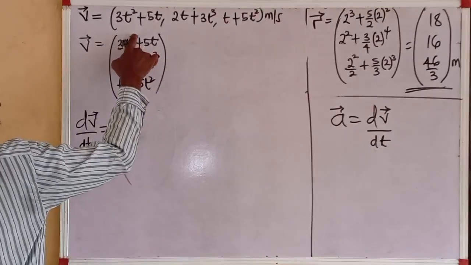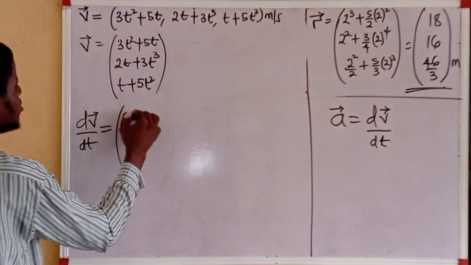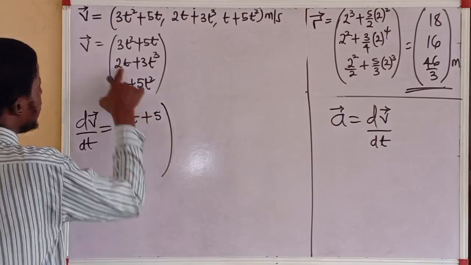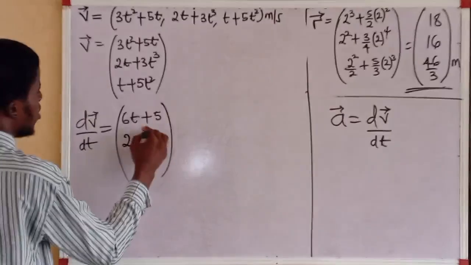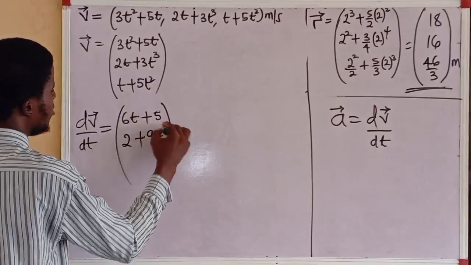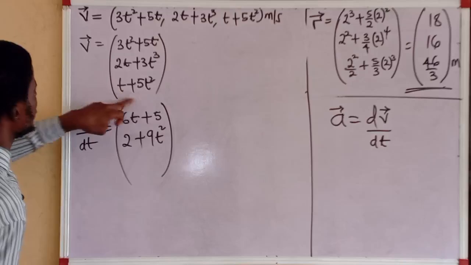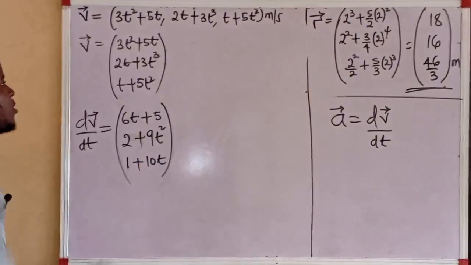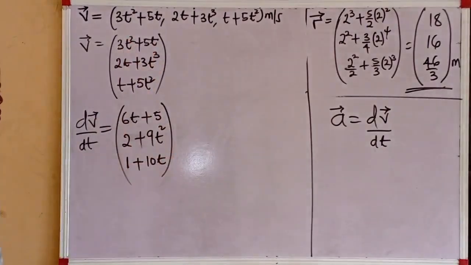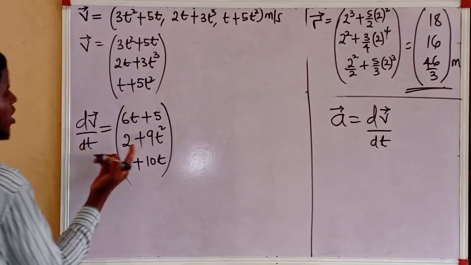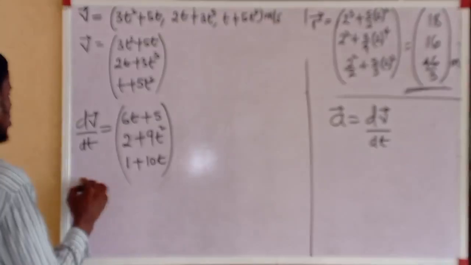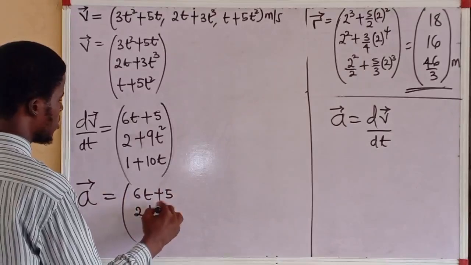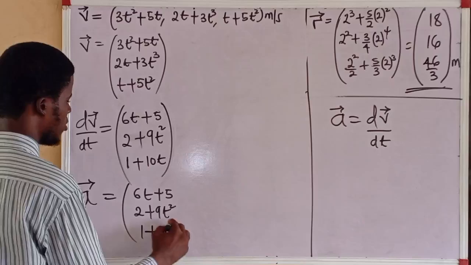Differentiating 3t squared with respect to t, we have 6t, and differentiating 5t with respect to t, we have 5. Differentiating this with respect to t, we have 2, and here we have 9t squared. Differentiating this, we have 1 plus 10t. I just differentiated this vector, and this is what I have. So the acceleration vector is 6t plus 5, 2 plus 9t squared, 1 plus 10t.